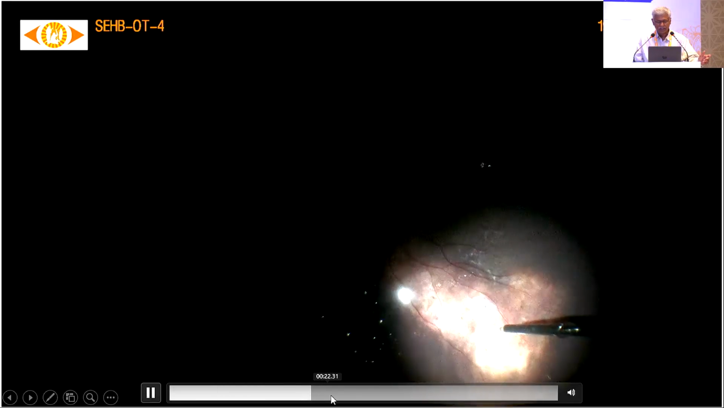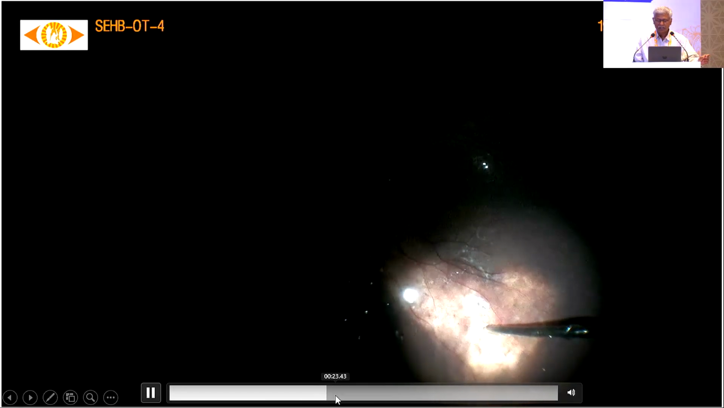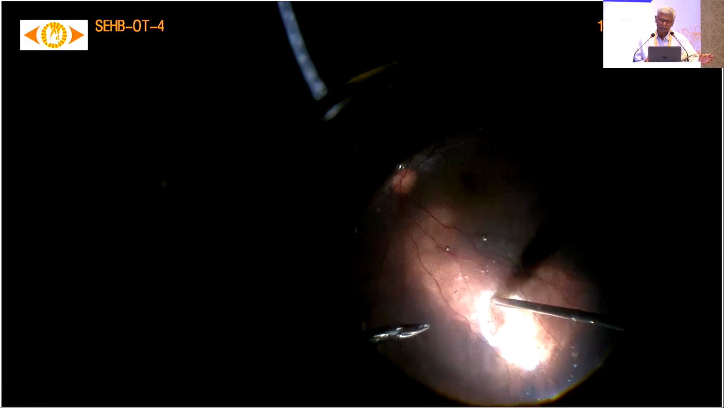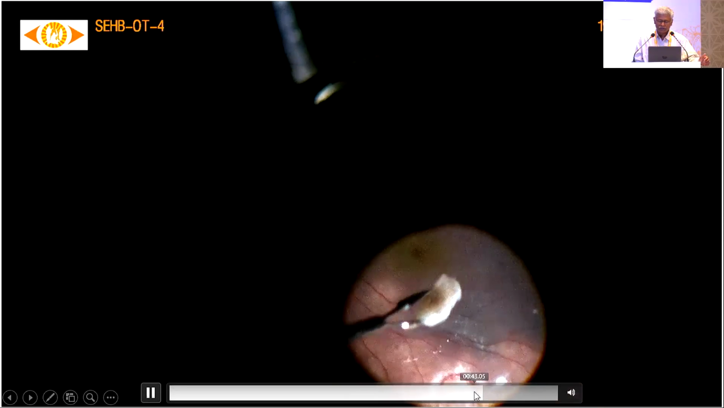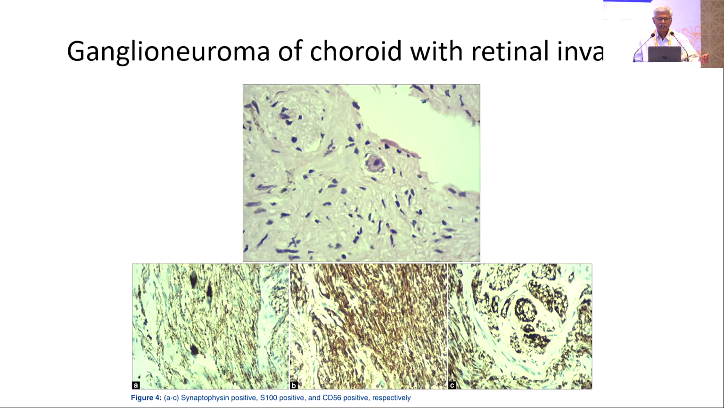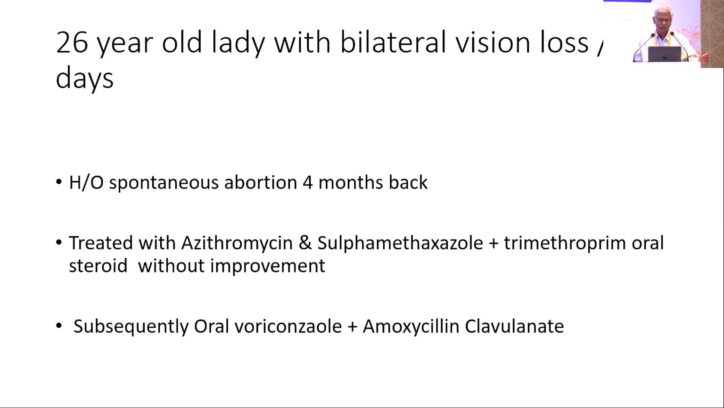So again, a vitrectomy, PVD induction. Then here a retinochoroidal biopsy was done. So initially the retinal tissue was removed and sent for the histopathology, and the underlying choroid was also removed. You can see again a bimanual technique. So this tissue was sent for biopsy because there was a retinal infiltration. But actually this was a very rare diagnosis of a ganglioneuroma of the choroid with retinal invasion. This is a benign tumor, so treated with transpupillary thermotherapy subsequently.